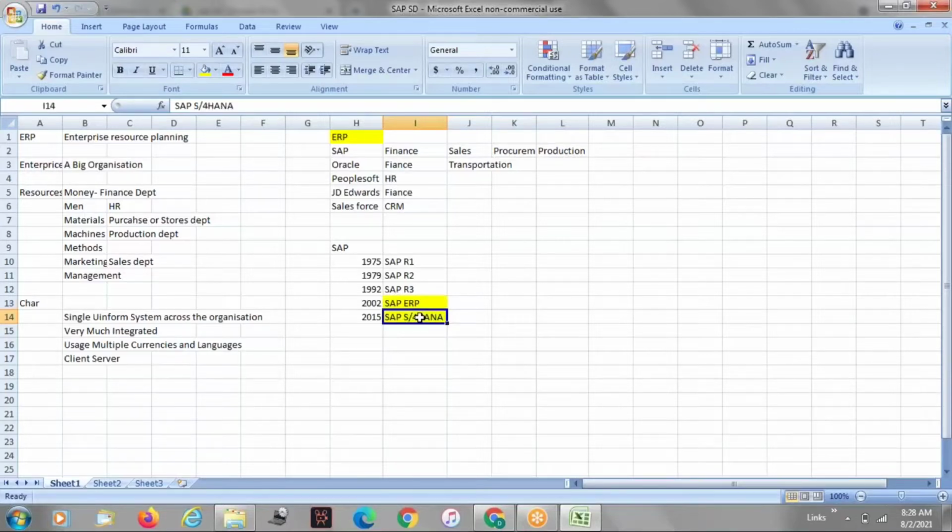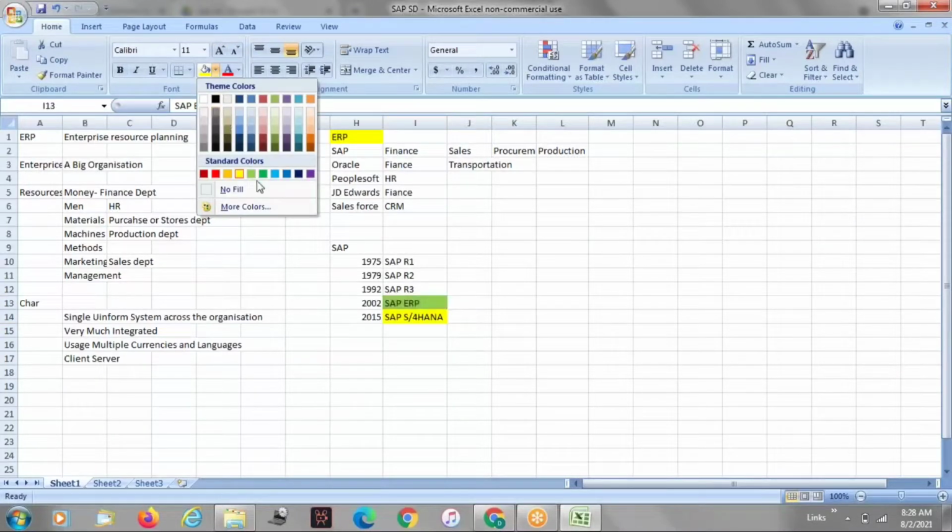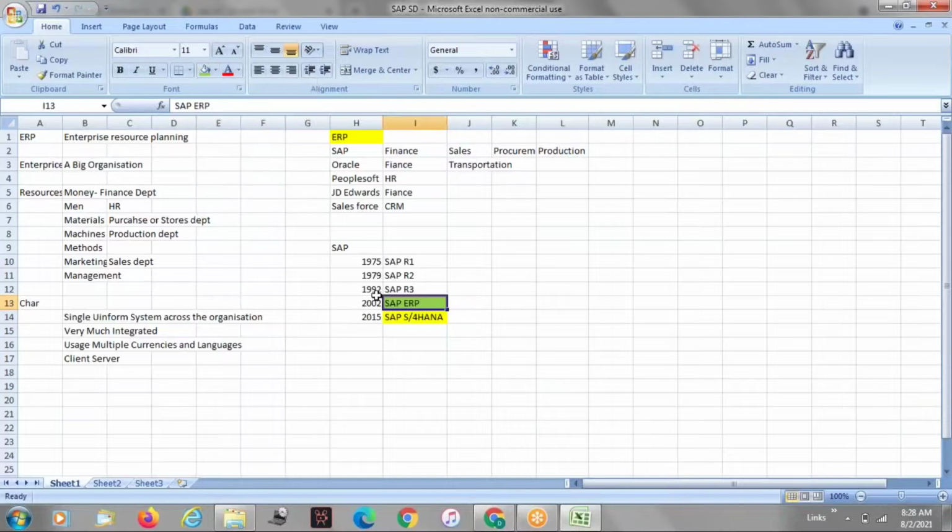In SAP S/4HANA, you have SAP S/4HANA on-premise and SAP S/4HANA cloud-based editions. These are the two different options available on SAP S/4HANA. But what we will be looking at is an R3 system, which is an SAP ERP system, not S/4HANA. So here it's SAP ERP.